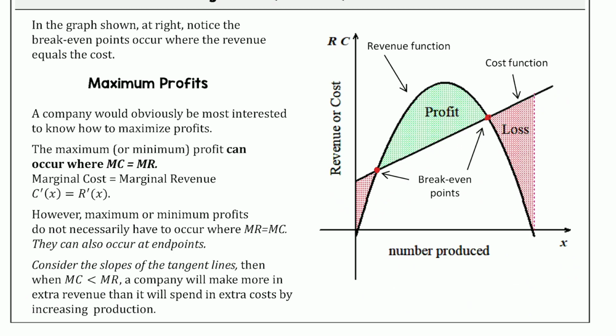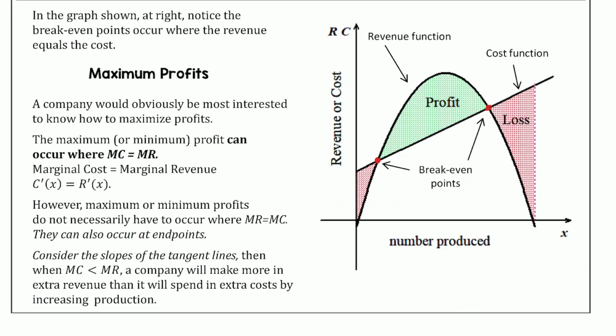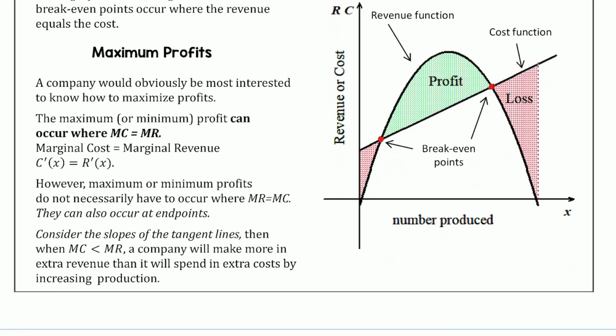Now, a company will obviously be most interested to know how to maximize profits. The maximum or minimum profits can occur where MC is equal to MR. Remember, marginal cost is equal to marginal revenue. C prime of x is equal to R prime of x. However, maximum or minimum profits do not necessarily have to occur where our marginal cost equals the marginal revenue. They can also occur at endpoints.